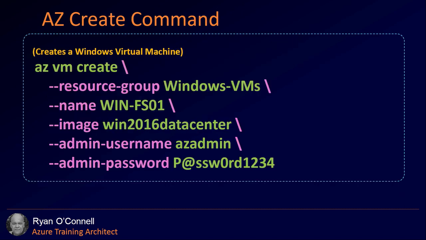Again, this command creates a virtual machine. As you can see, it's AZ VM create. We create a resource group called WindowsVMs. We name that Windows virtual machine WinFS01. We are using a Windows 2016 Datacenter image, and of course when we create a Windows virtual machine we need an admin username and password, and as you can see I've used AZ admin as my administrator username, and of course the password of p@sswzrd1234. Very secure. No, just kidding. Don't use this password in the real world. This is just because we're in a lab and we're getting familiar with the CLI.